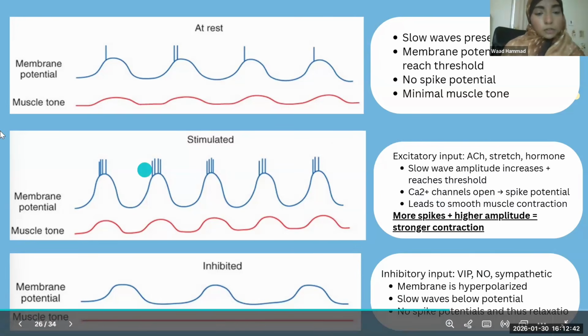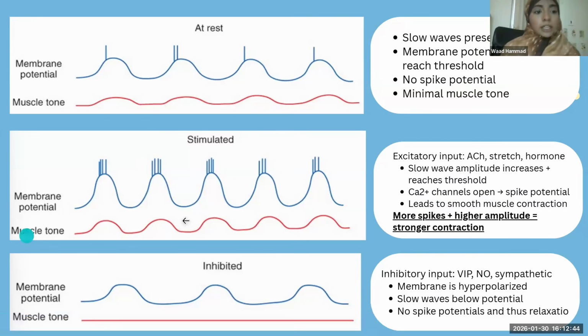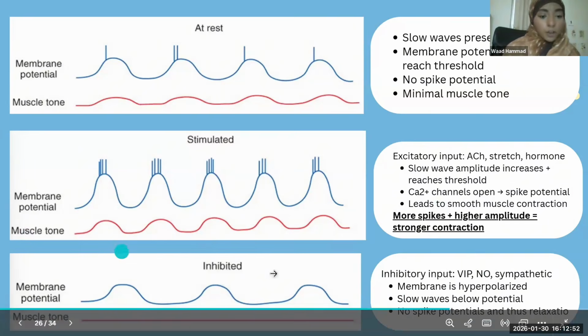So at rest, normally our stomach is like this. If it's stimulated through ACh or stretch or hormones, it will have more spikes with higher amplitude, leading to more contractions. And when we're talking about sphincters, they usually have input with VIP and NO, which causes the membrane to be completely hyperpolarized.